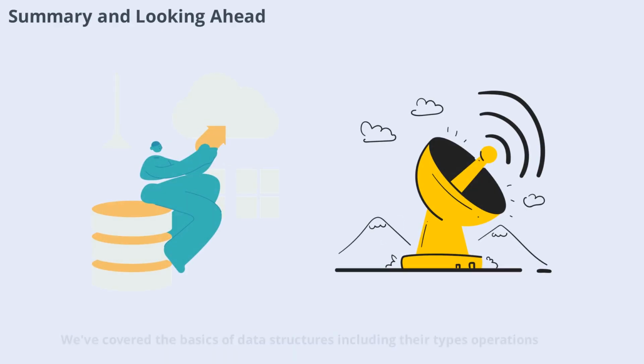We've covered the basics of data structures, including their types, operations, and the importance of algorithms and complexity. Understanding these concepts is the foundation for more advanced topics such as trees, graphs, and hashing, which we'll explore in future chapters. With this knowledge, you're ready to tackle more complex data organization challenges.